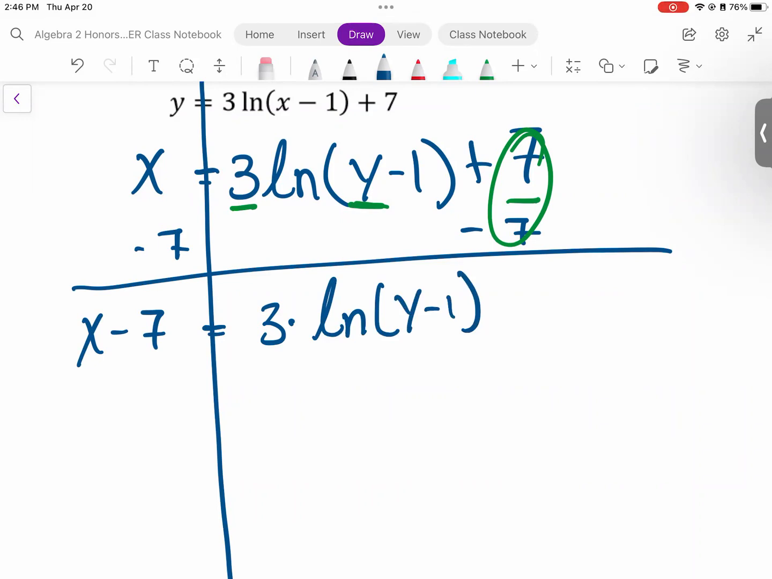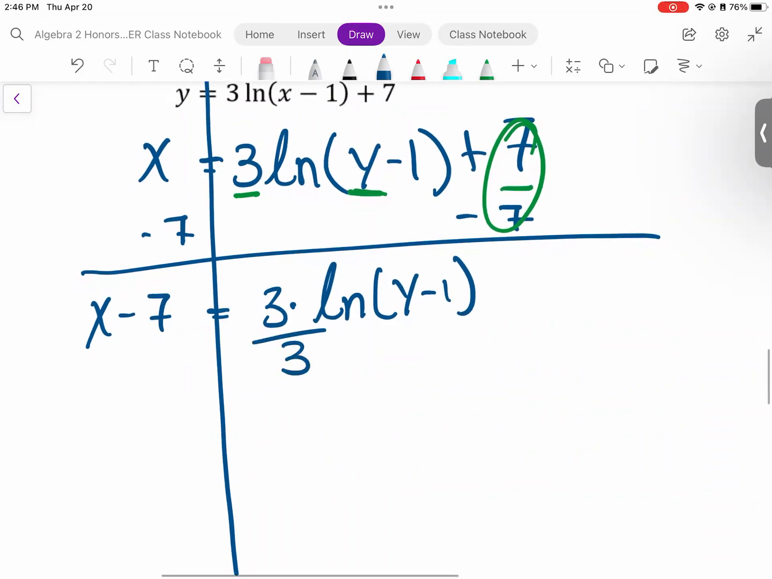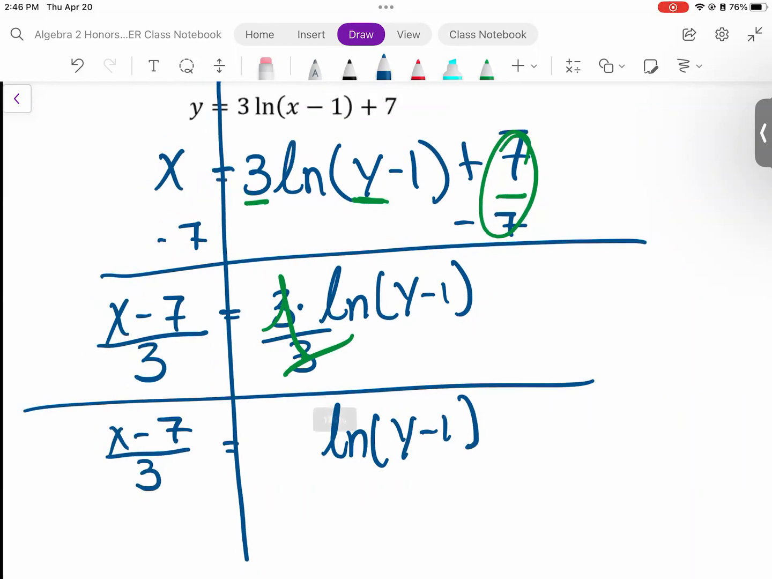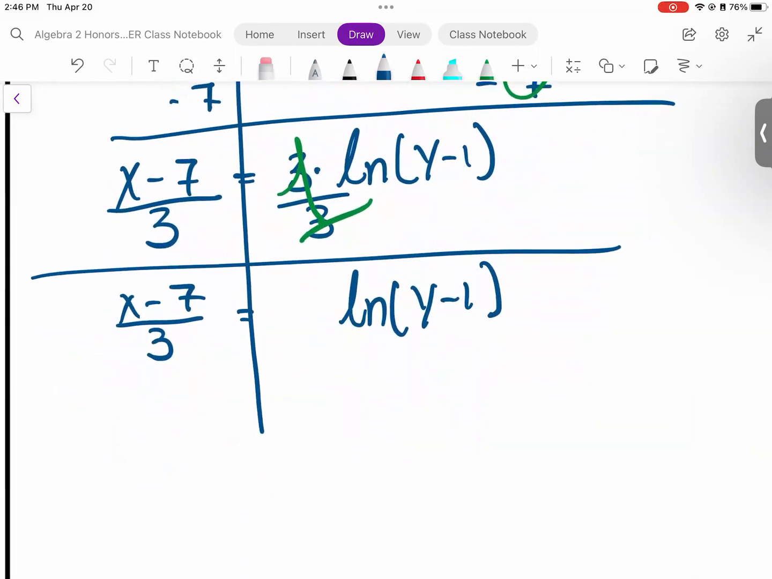Now I want to get rid of that 3. Because it's multiplying, the inverse operation of multiplication is division. So I'm going to go ahead and divide both sides by 3. I know that becomes 1, and I am left with ln of y minus 1 is equal to x minus 7 over 3. I know the left side is starting to look a little messy. I know I'm going a little fast. I just want to make sure that I don't run out of time on the video. But you can pause it so you can try to understand better every single step.